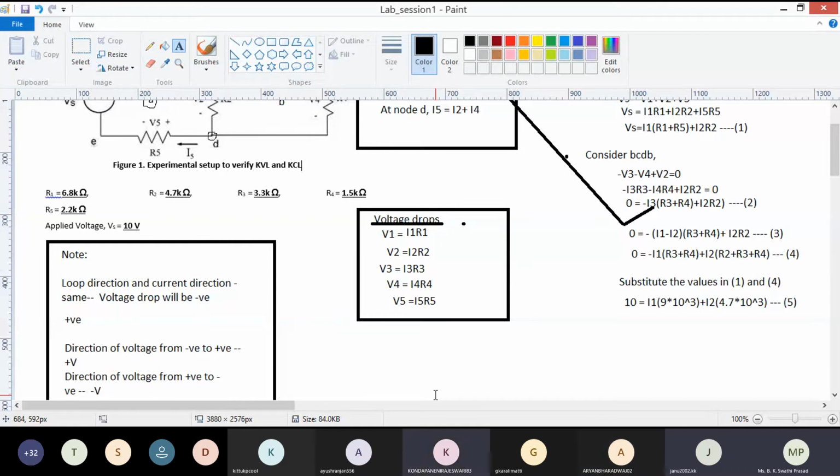Ma'am, for the fourth equation, is that the tabular column we need to fill, ma'am? Yes. This one we have to write same as it is. Everything we need to write in the manual as well. Yes. Okay.